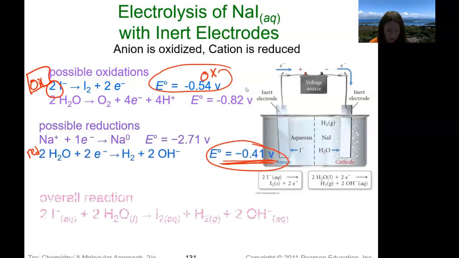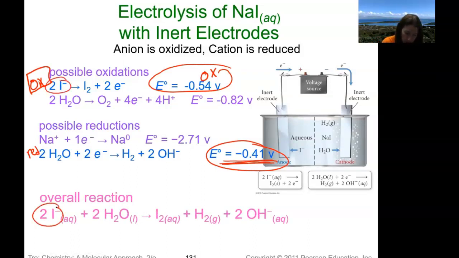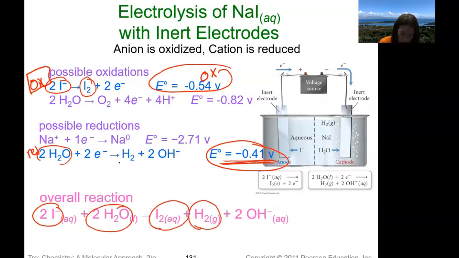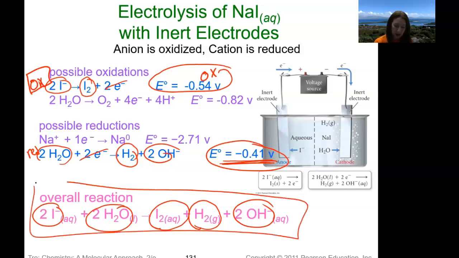Okay, so our overall reaction would be, here's our 2I, right? Here's our 2 waters. And then here's our I2. Here's our H2. And here's our OH. And you can see our electrons are indeed going to fall out. And so this is our overall balanced chemical reaction. Okay.